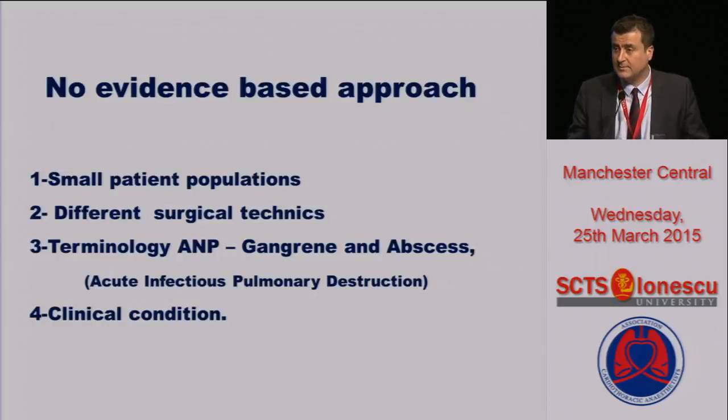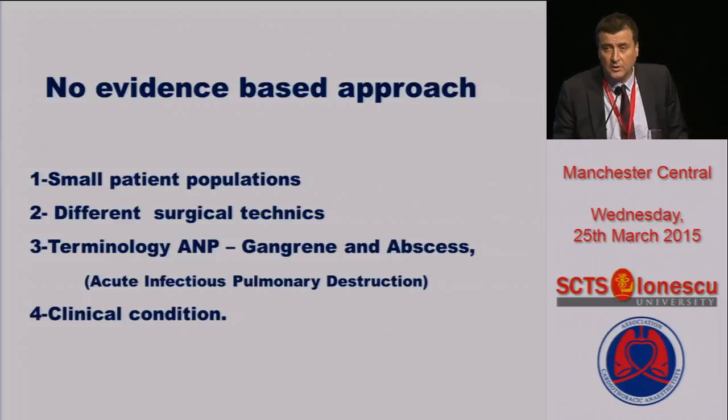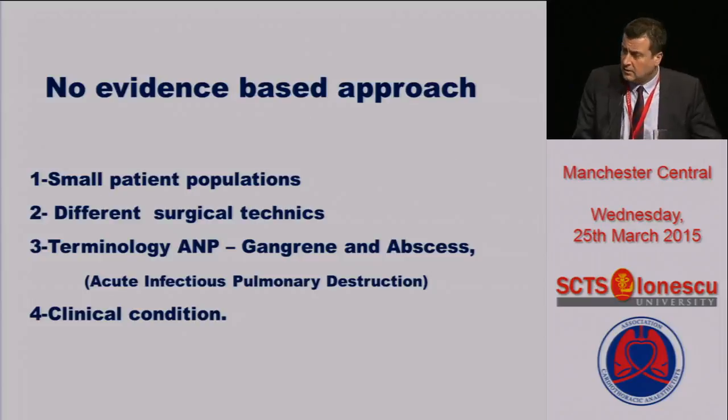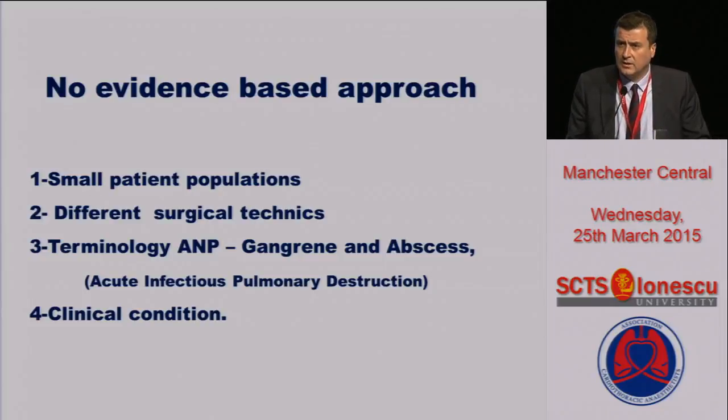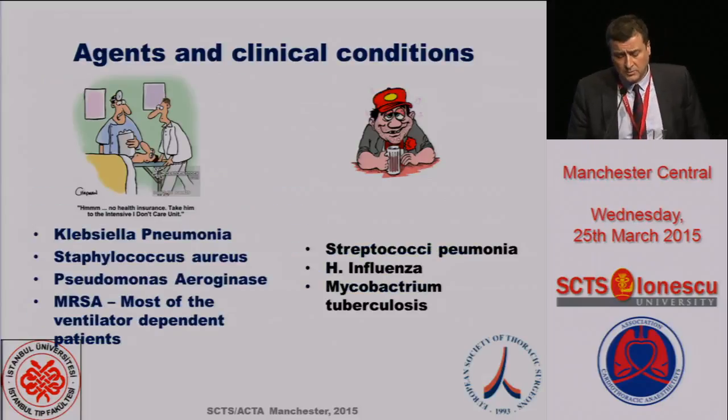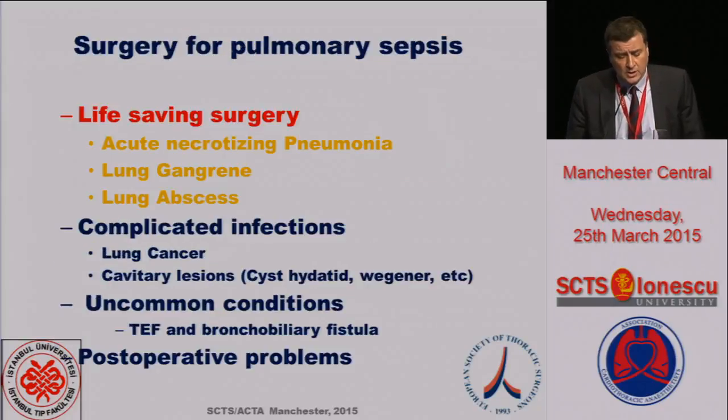It's a non-evidence-based approach. Every one of us sees it once or twice in a year, so we could not collect data. Different surgical techniques are employed. Terminology is really complicated. Acute necrotizing pneumonia, gangrene, abscess, and also acute infectious pulmonary destruction could be used as terminological names, and clinical conditions vary from patient to patient. Community-acquired and hospital-acquired types of pulmonary sepsis may change, and I want to particularly concentrate on life-saving surgery for acute necrotizing pneumonia, lung gangrene, and lung abscess.